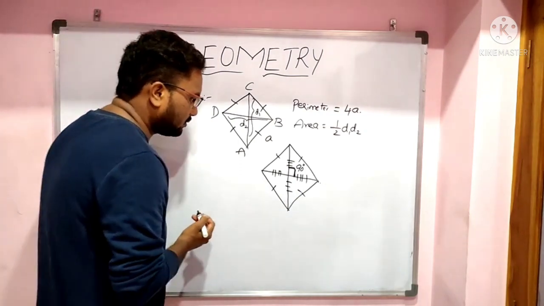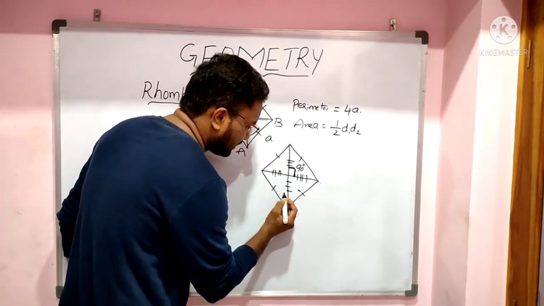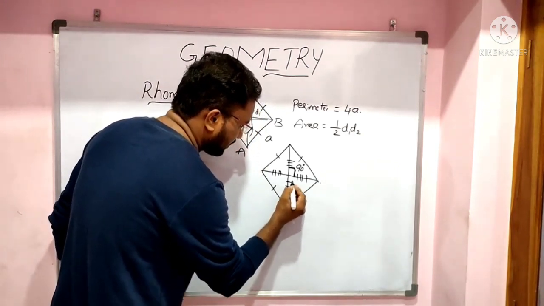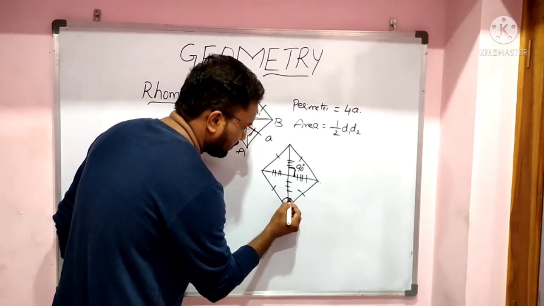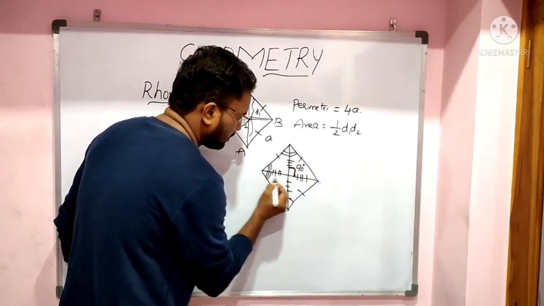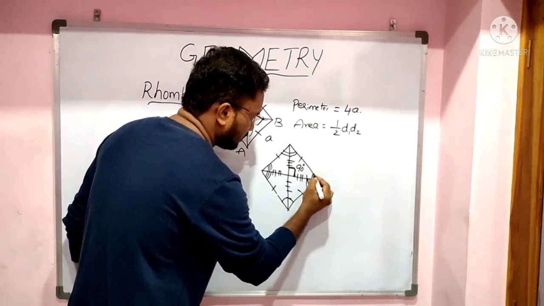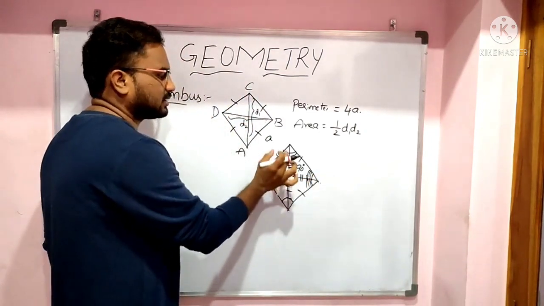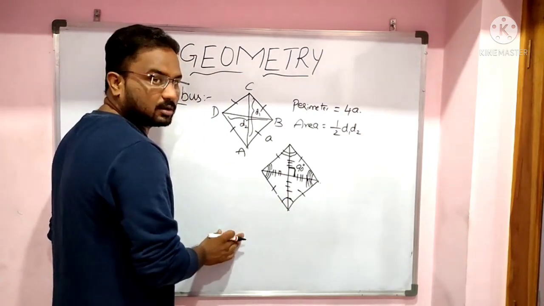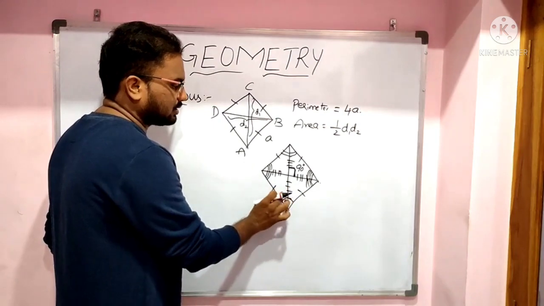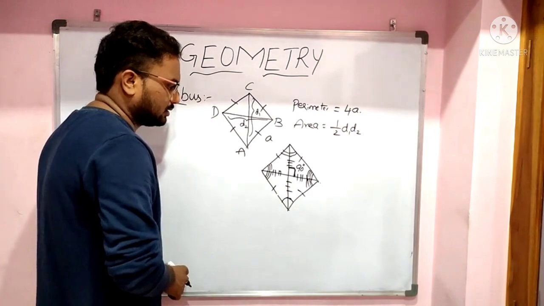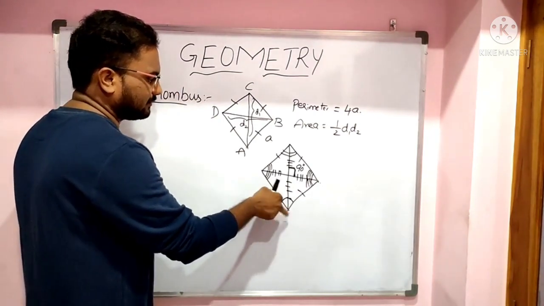And also the diagonals bisect the vertex angles. That means these two angles are equal, and these two angles are equal, and these two angles are equal, and these two angles are equal. The diagonals bisect the vertex angle, because these two are congruent triangles. Hence both angles are equal. The diagonals bisect the vertex angles.